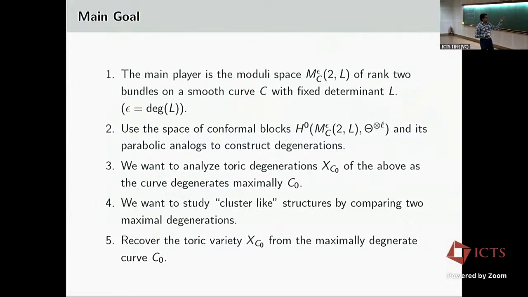And then finally, if time permits, or maybe this will come in the middle, how do you recover the toric variety from the curve itself? Suppose I give you the curve with some polarization data, how will you get the toric variety back? So the fifth point is a Torelli type theorem.